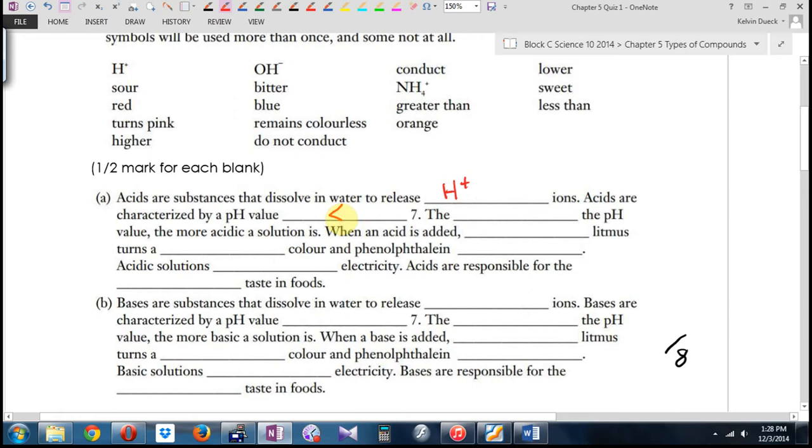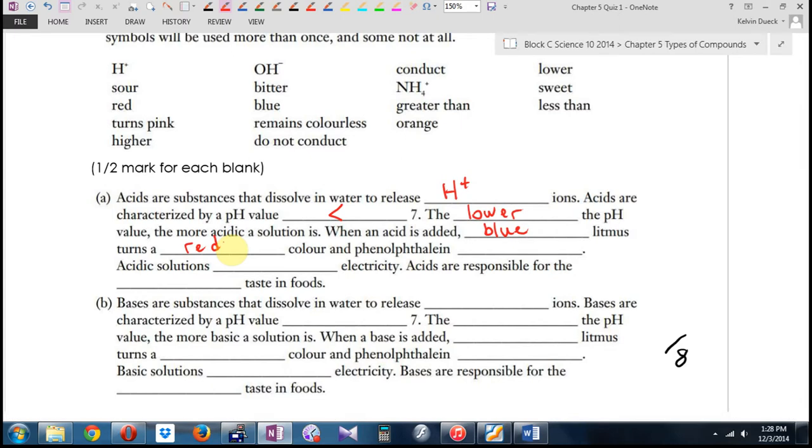So less than, or you could write the words less than. The lower the pH, the more acidic. When acid is added, blue litmus turns red. When a base is added, red litmus turns blue. That's why they have red and blue litmus in one line on your yellow sheet.